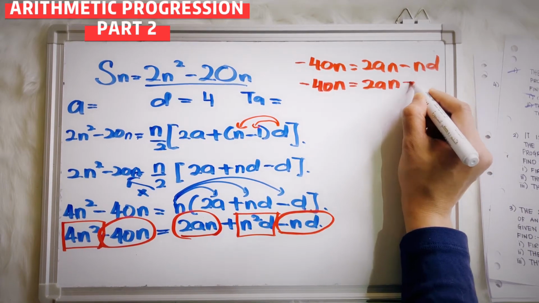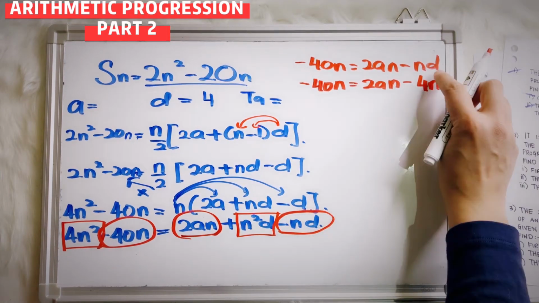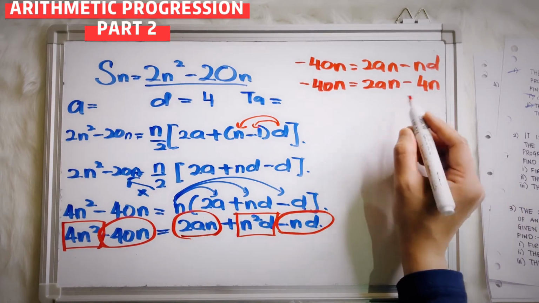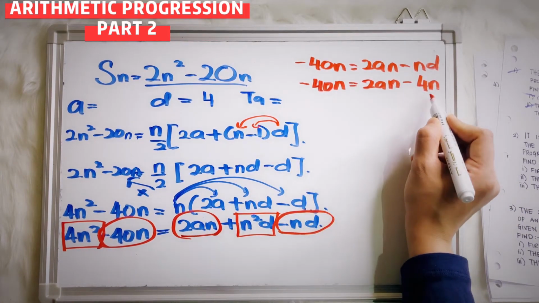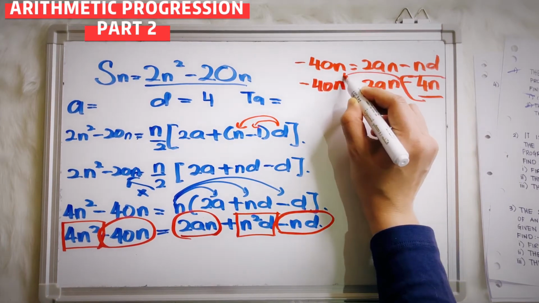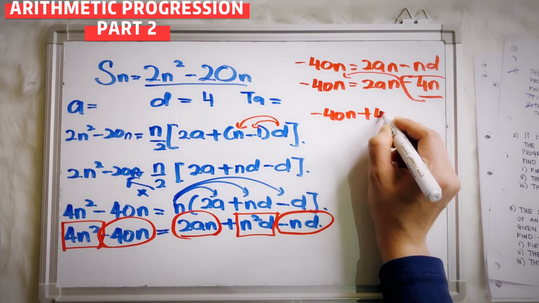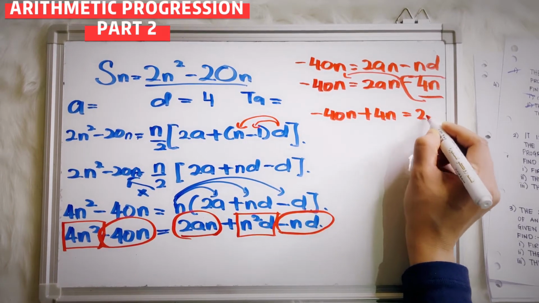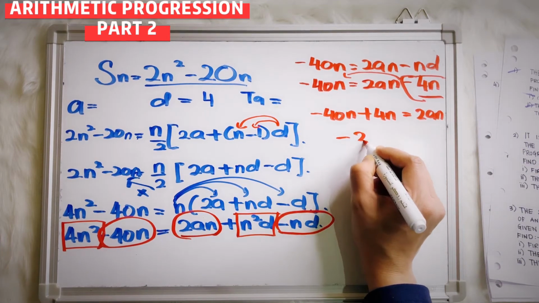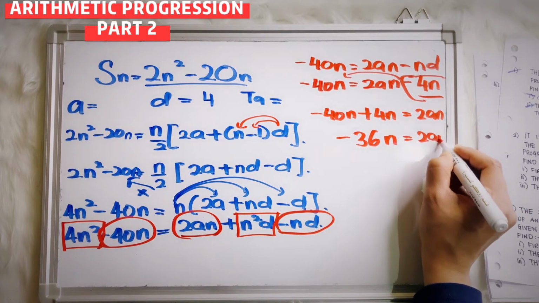Okay, so our d is 4, so we have 4n. Replace d with this number. Now we bring this to this side. So negative 4n plus 4n equals 2an. So here we have negative 36n equals 2an, correct?